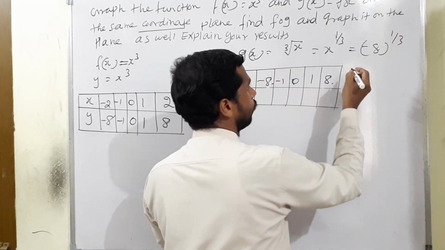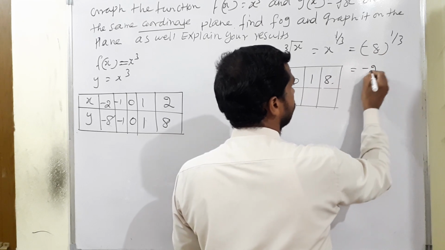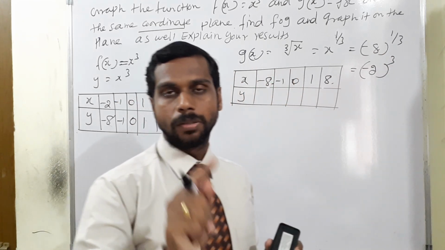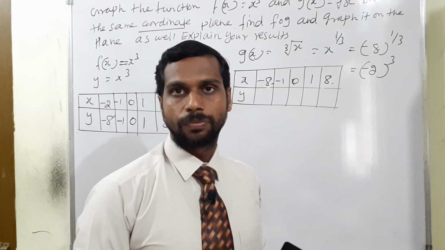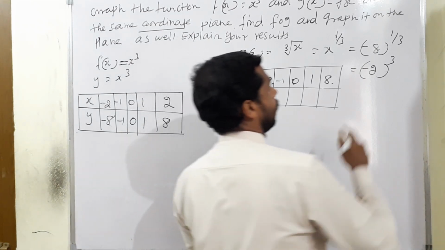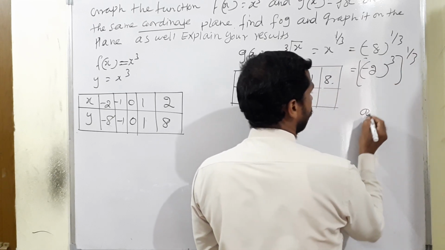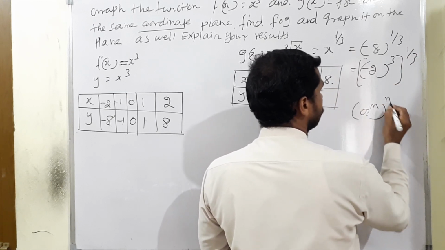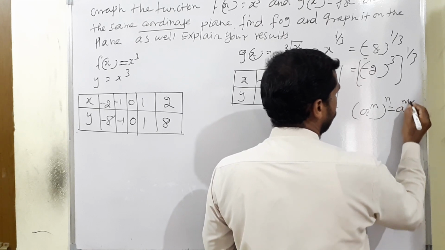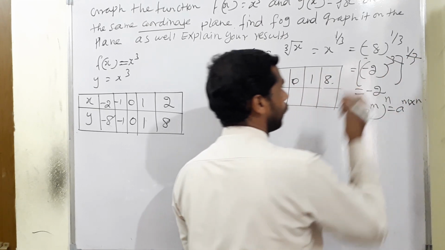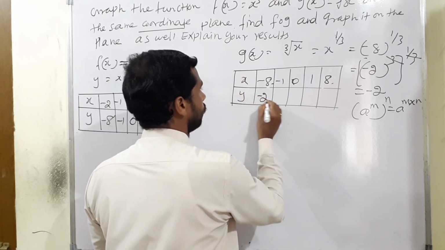Minus 8 to the power of 1 by 3: we can write minus 8 as minus 2 the whole cube, which is minus 2 into minus 2 into minus 2. Now the whole bracket to the power 1 by 3. Already we know the formula: a to the power m, the whole power n, means a to the power m into n. Therefore the 3 will cancel, and the answer is minus 2.